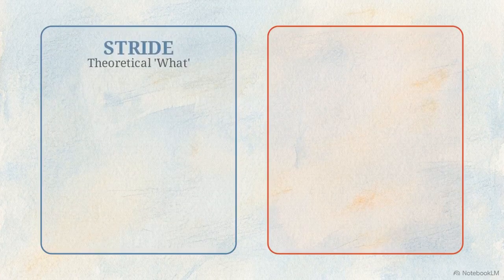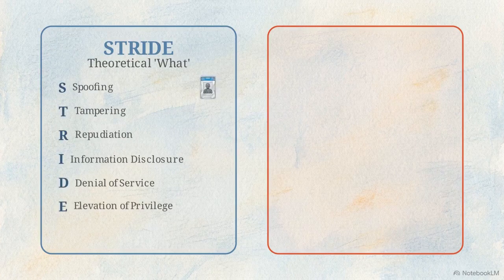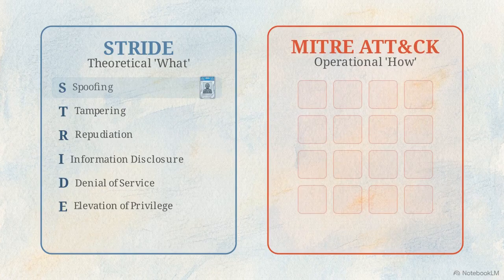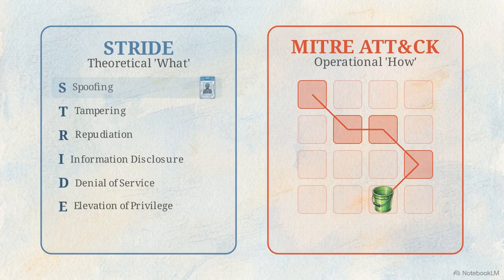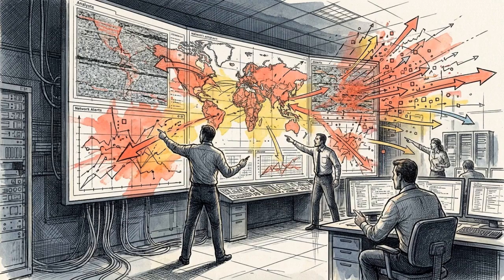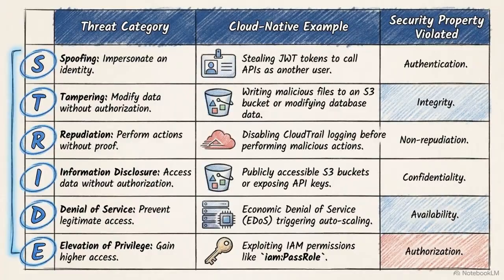To achieve a robust cloud defense posture, you have to reconcile two distinct security frameworks. The first is the STRIDE framework. This classifies the theoretical what, the fundamental security property an attacker is attempting to violate. The second is the MITRE ATT&CK for cloud matrix. This classifies the operational how, the specific techniques and API calls attackers actually execute. Without both the theoretical property mapping and the operational API telemetry, security teams struggle to scale threat detection in rapidly mutating cloud environments.